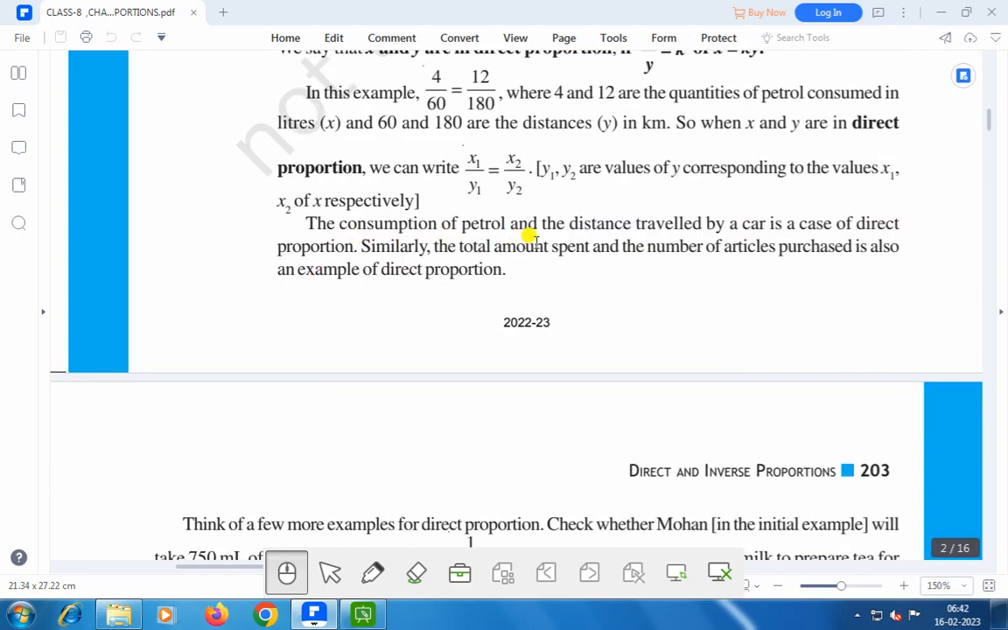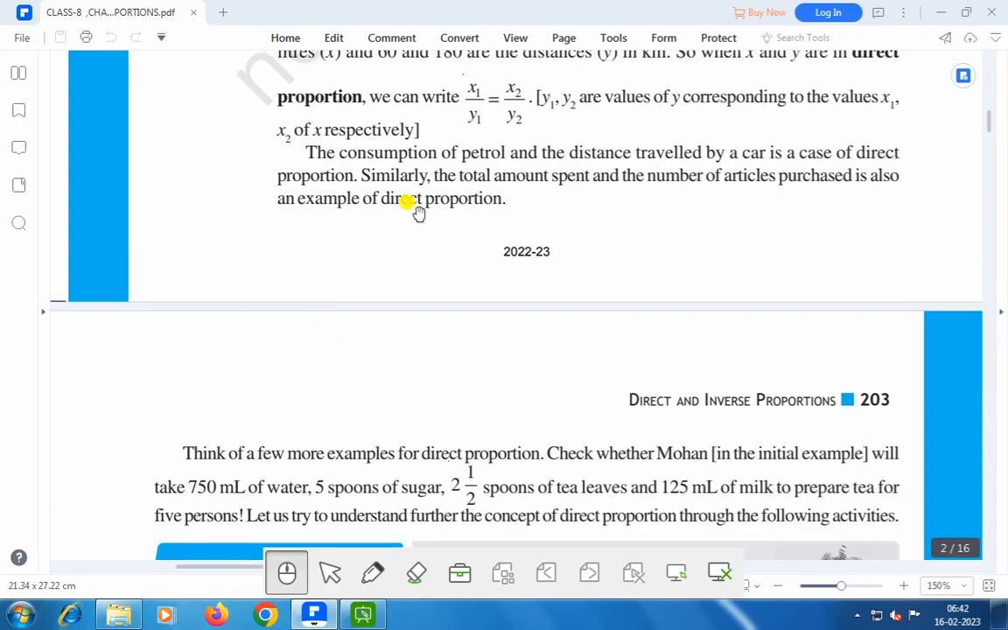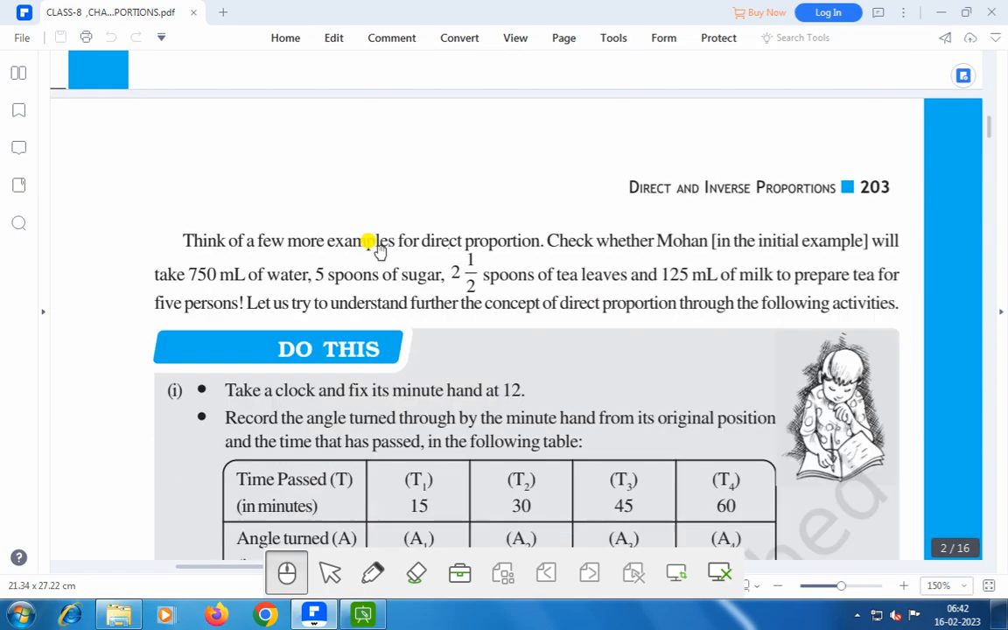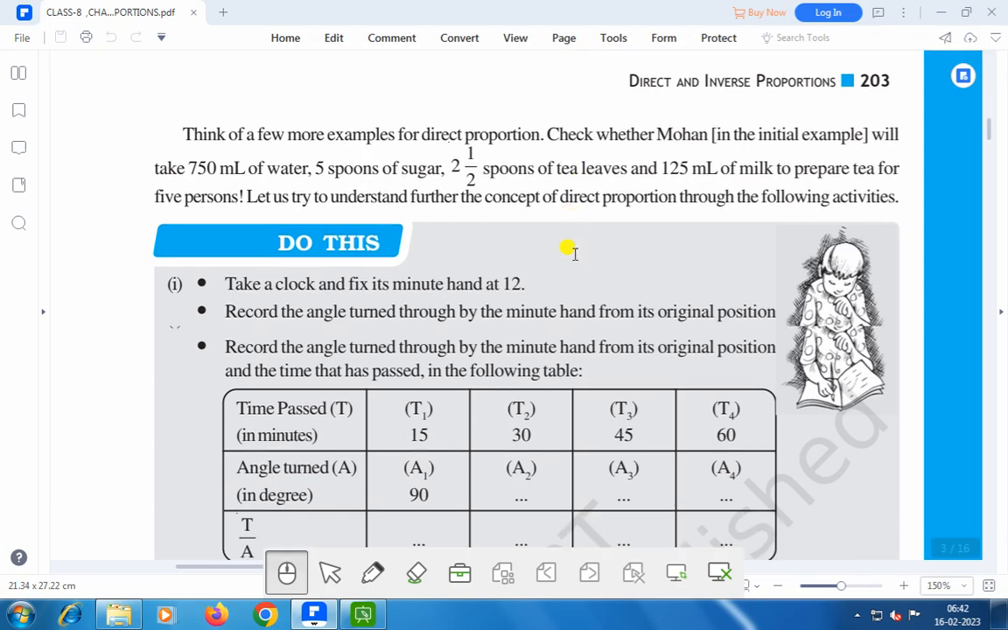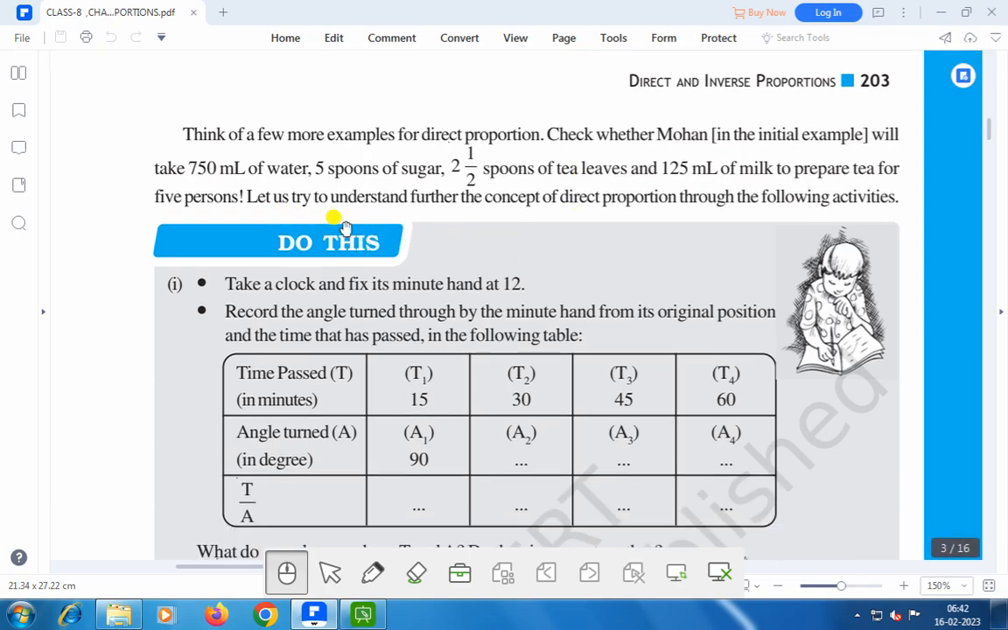The consumption of petrol and the distance traveled by a car is a case of direct proportion. Similarly, the total amount spent and the number of articles purchased is also an example of direct proportion. Think of a few more examples for direct proportion. Check whether Mohan, in the initial example, will take 750 ml of water, 5 spoons of sugar, 2.5 spoons of tea leaves, and 125 ml of milk to prepare tea for 5 persons.